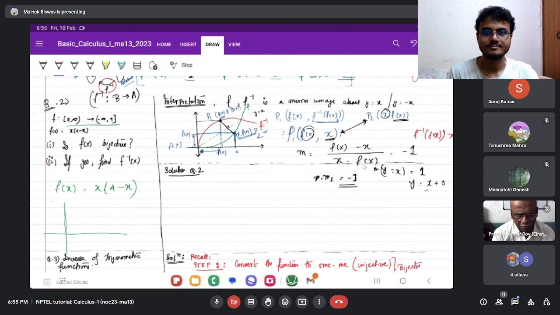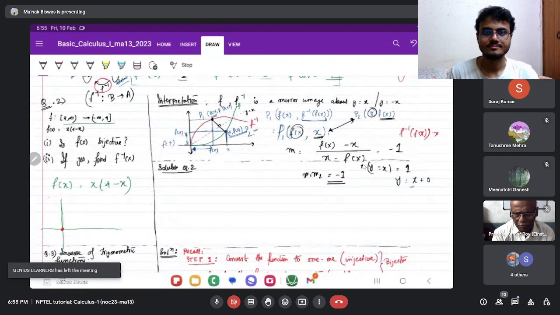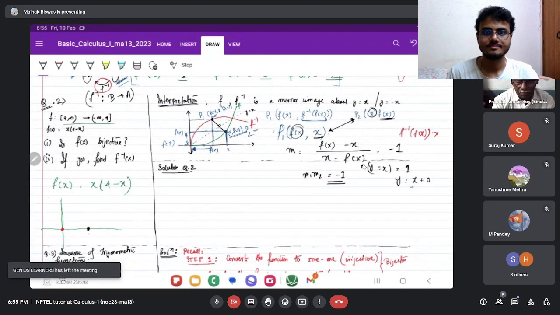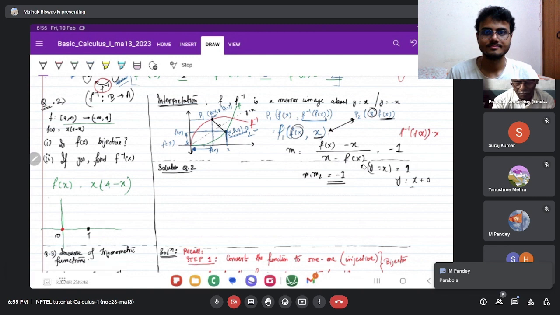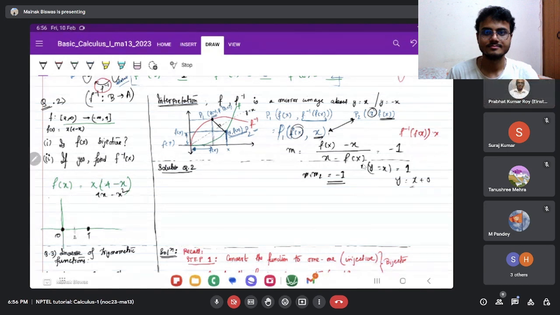So what is f of 0? It's 0, right? Similarly, f of 4, we discussed this last time, is 0. Yeah, it's an inverted parabola. So this is 4x minus x square, something like this. And this is your 4.